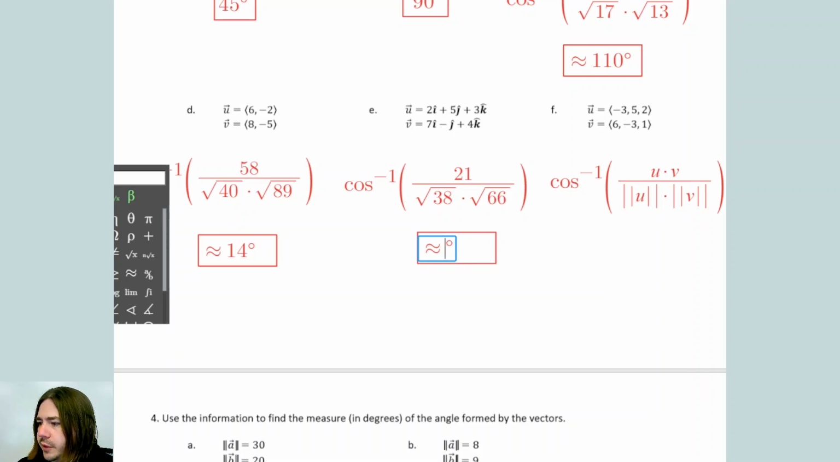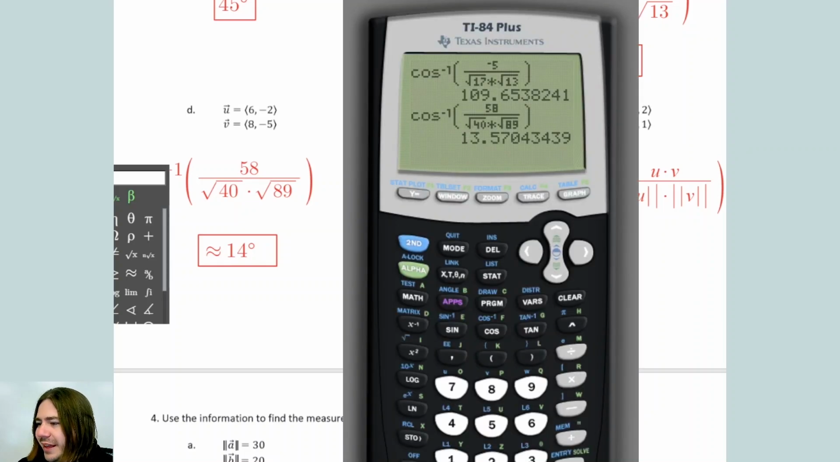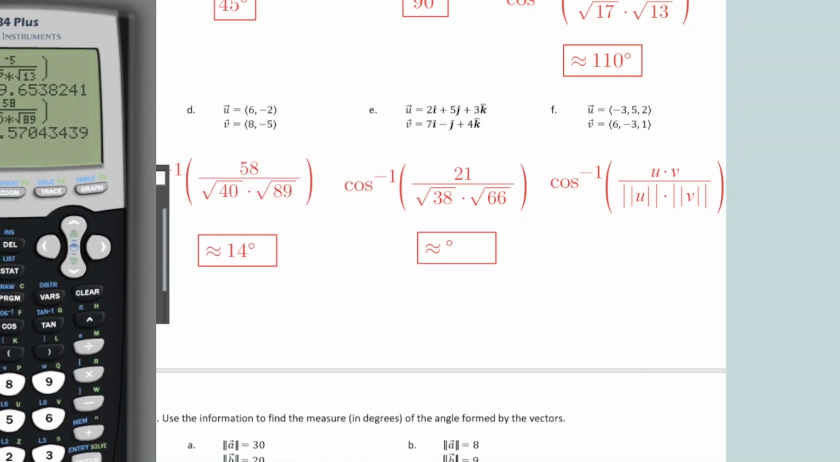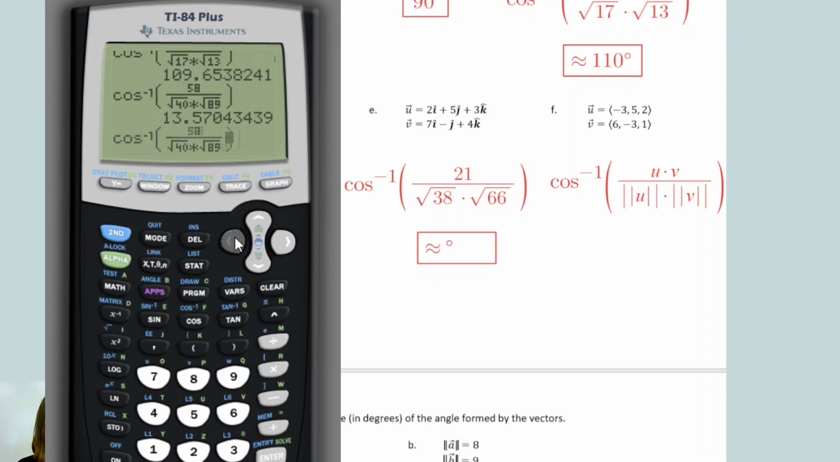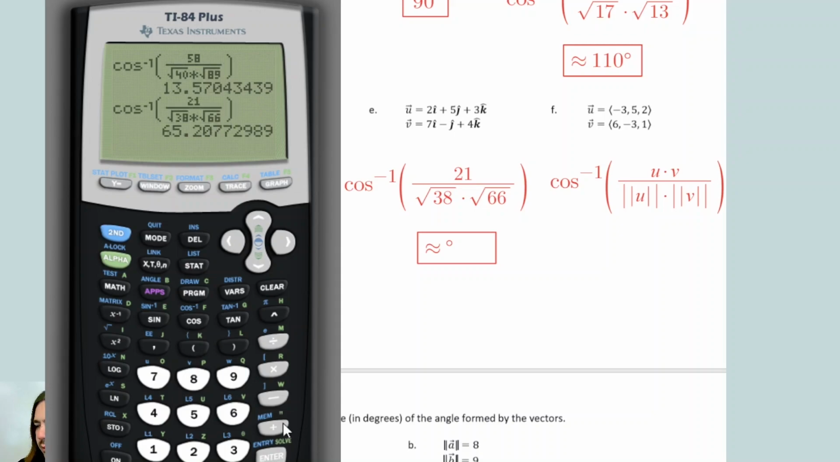So let's see how many degrees we get. Now let's pull back that calculator. So we've got the inverse cosine. Just copy this again. And we get 21 divided by the square root of 38 times the square root of 66. So we get about 65 degrees.